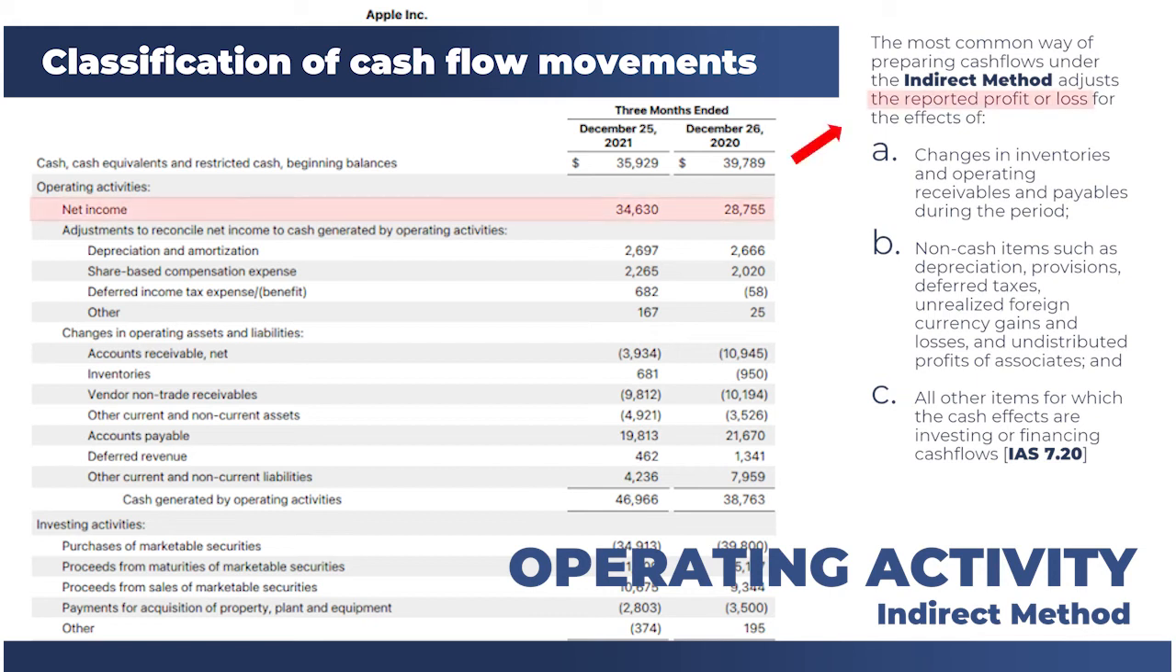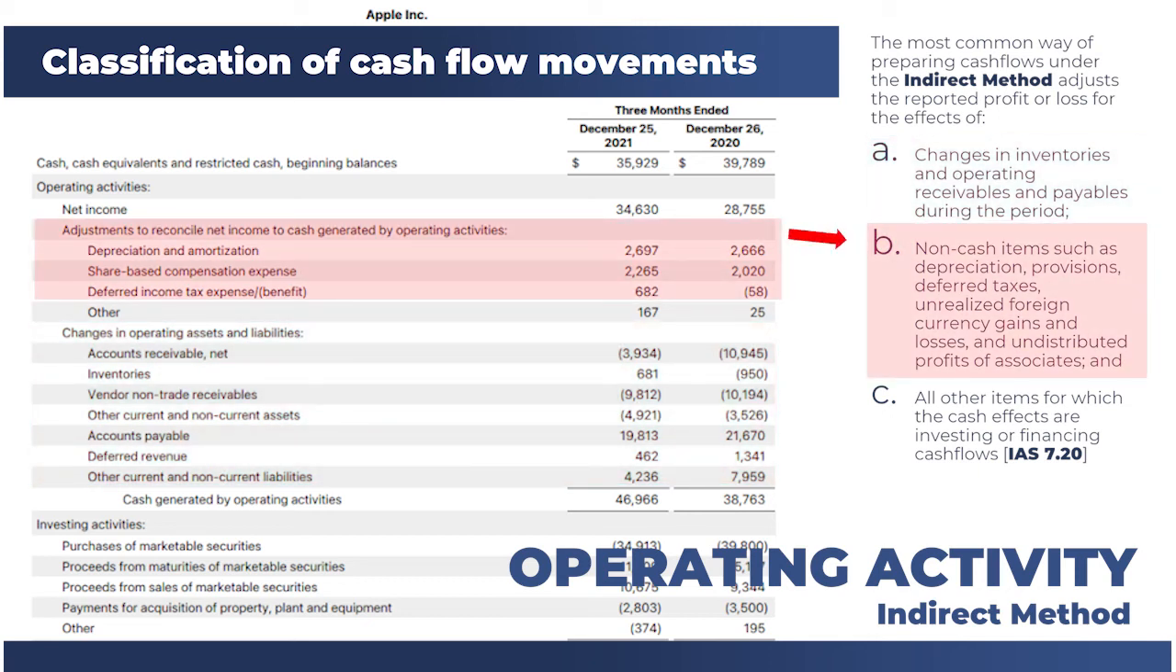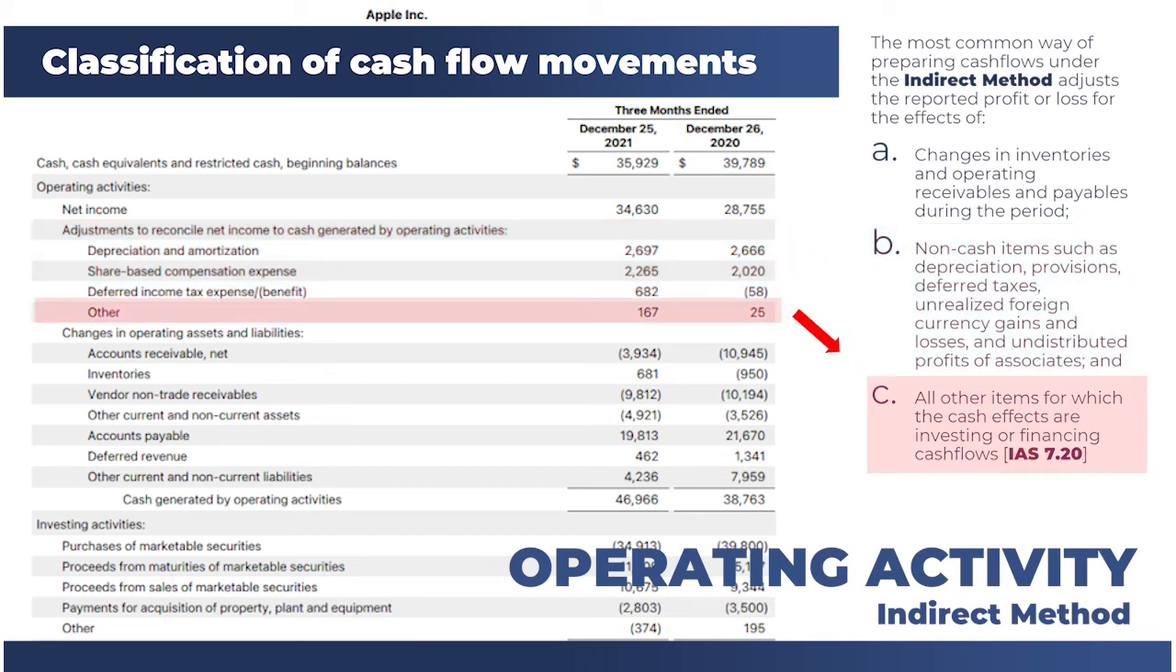We start with the net income, or the profit after taxes, and we adjust them for the changes in inventories and operating receivables and payables during the period. We also adjust them for non-cash items such as depreciation, provisions for deferred income tax expense or benefit, and also share-based compensation expense, and also for all other items for which the cash effects are investing or financing cash flows.